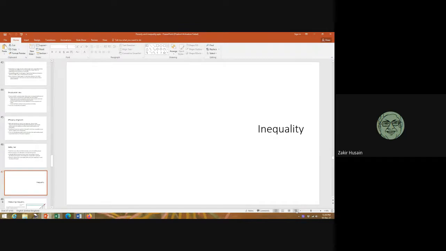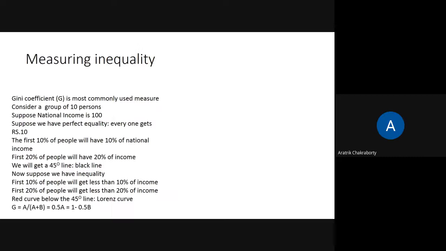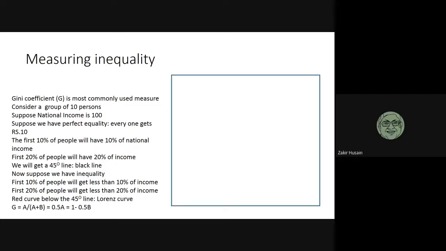Okay, can you see this presentation? Yes, sir. Okay, the first thing is, how do we measure inequality? The most common method of measuring inequality is the Gini coefficient. Now, have you discussed this Gini coefficient in any of your development or statistics classes? Yes, sir. Development. So you know what Gini is, right? Yes, sir. Okay. So I'll very briefly go through it.